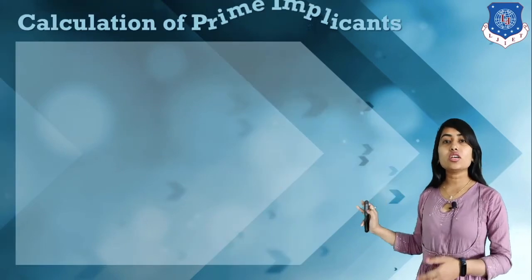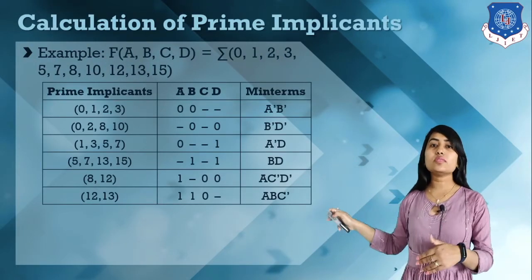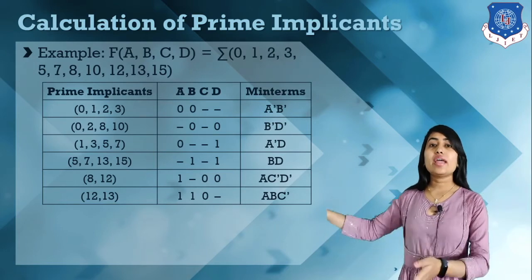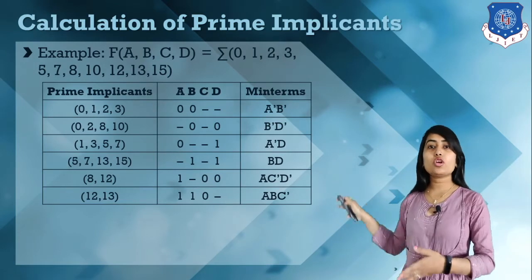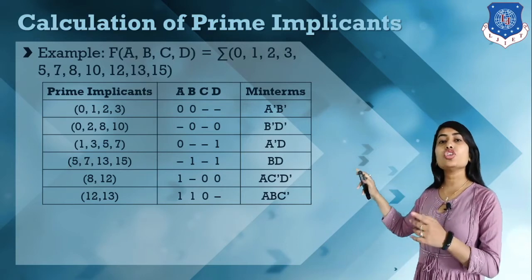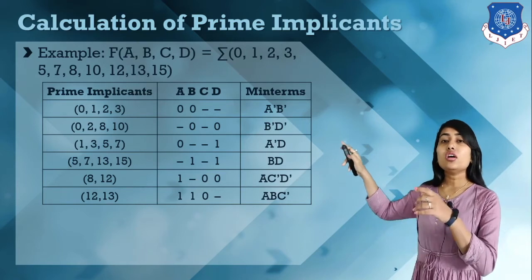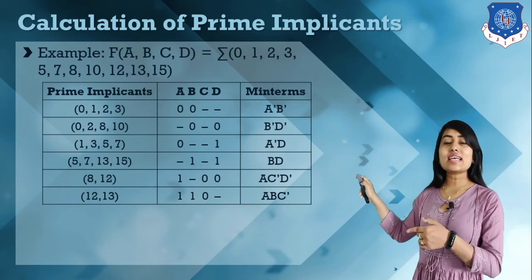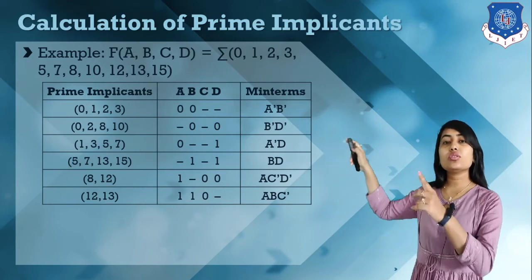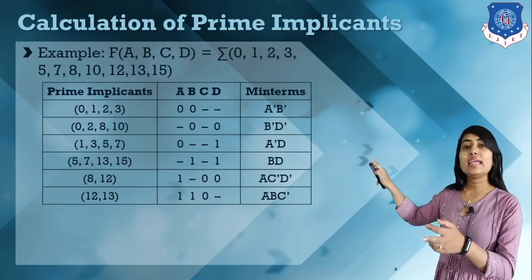So here we can make a remaining terms table like this. All these terms are our prime implicants, and related to those terms we have combinations over here. For 0, 1, 2, 3 we have 0, 0, dash, dash. So we can write logical functions for that. Here C and D are dash, dash, and A equals 0, B equals 0. Here we can write the logical function like A', B'.